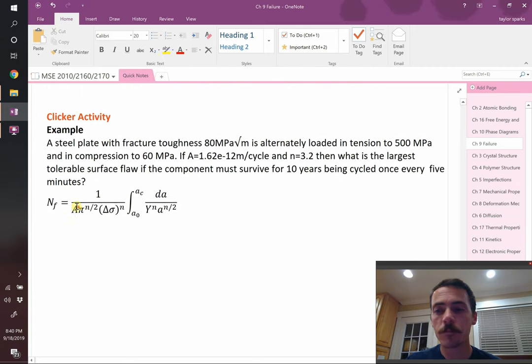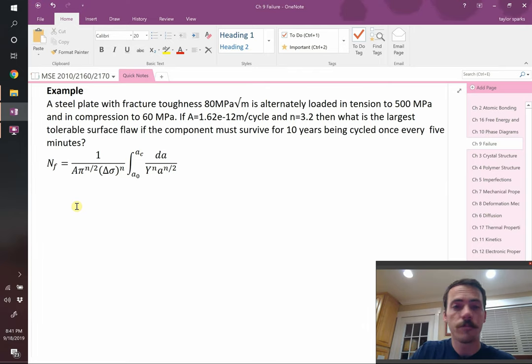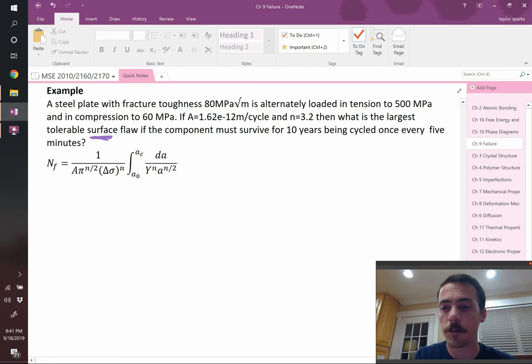So let's start with this one. We won't do an actual clicker activity, but instead just follow along. The example question says the following. A steel plate has a fracture toughness of 80 megapascal root meters, and it's alternatively loaded in tension to 500 megapascals and in compression to 60 megapascals. So it's swinging between positive 500, negative 60, right? It says if A is given and N is given, then what is the largest tolerable surface flaw? So surface, right? Key thing to note there. Not internal, but surface.